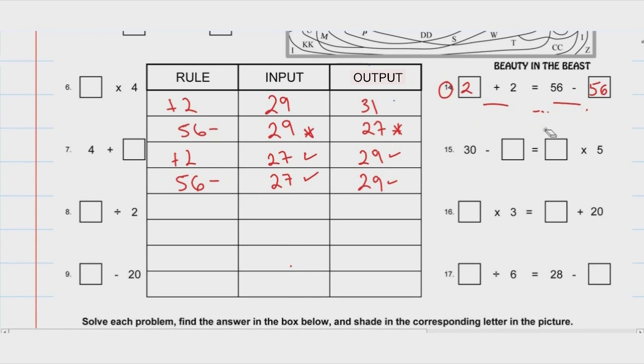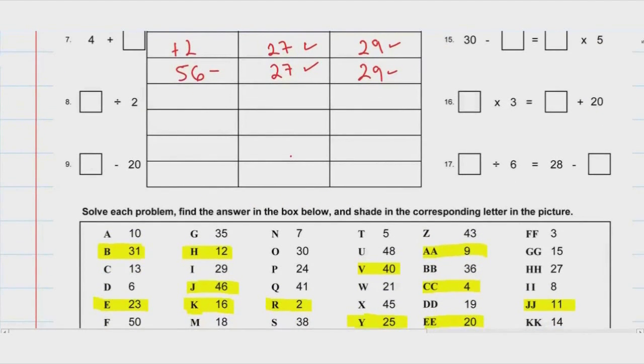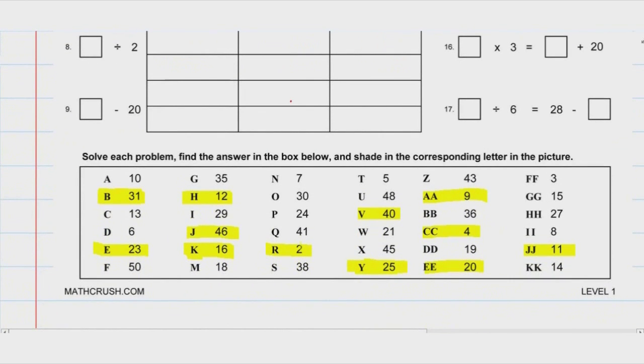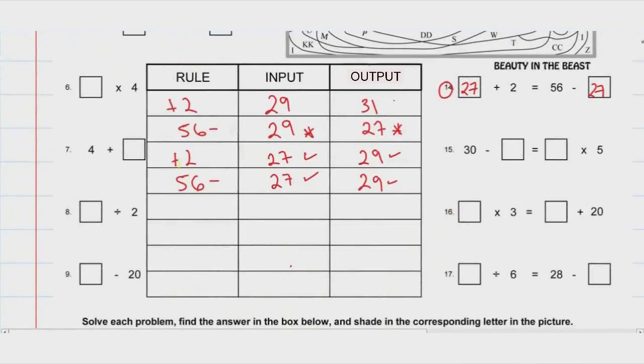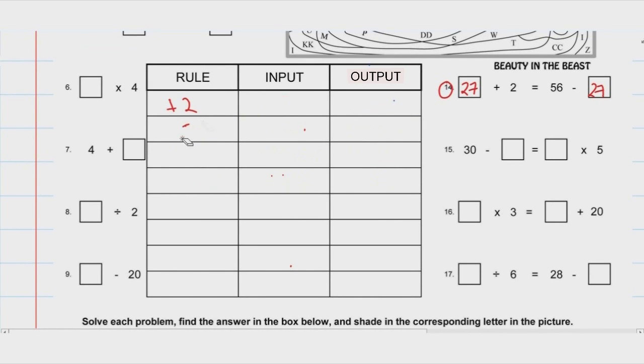Let me clean this up really quick. So right here, you're going to have 27 and 27. We're going to come down to our box, and we are going to find 27. 27 is HH right here. So we're going to mark that, and we come up to our picture, and we shade in an HH. Remember, there's going to be a few of them. Let me clean this up. Problem 15. We're doing 30 minus an unknown or an empty box.